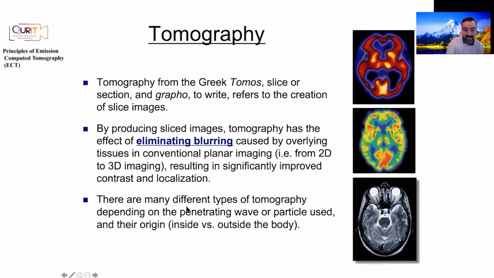And there are many different types of tomography. You'd be surprised at how many different kinds of tomography are out there, actually. It depends on the nature of the wave or the particle that is being used, right? So there are many different waveforms and particles that can be used for tomography as they penetrate, for example, tissue, and also their origin. Are these coming from inside or from outside the body?